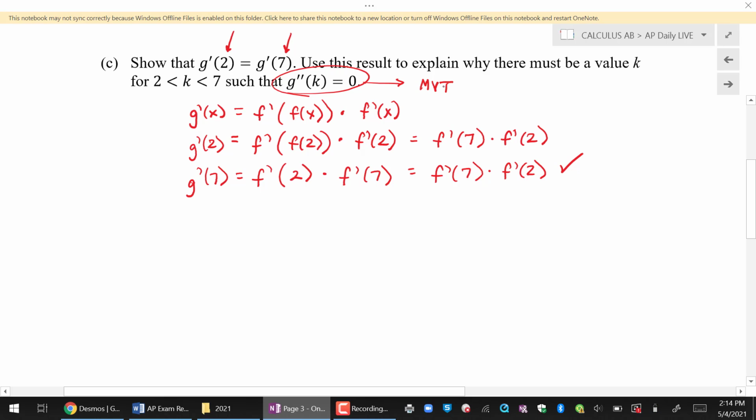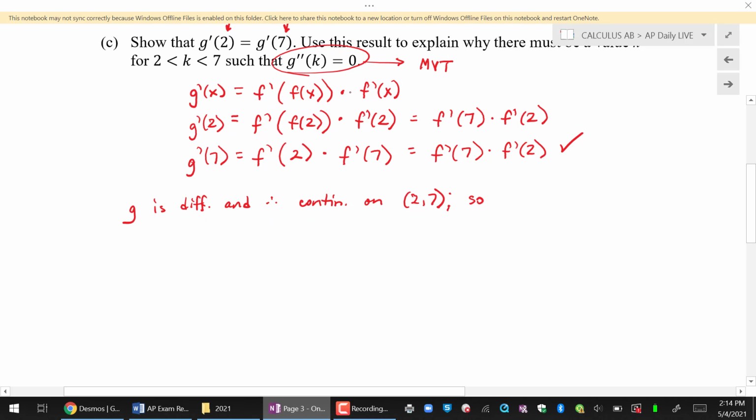I want to prove the existence of yet another derivative. So g is differentiable and therefore continuous on 2 to 7. So let's check the difference quotient now. G double prime, well, that would mean I want g prime of 7 minus g prime of 2 divided by 7 minus 2. There's my average rate of change of g prime, which is my g double prime derivative analysis.